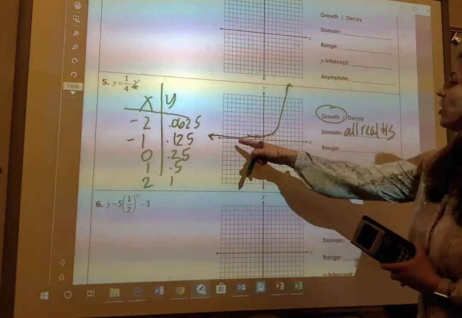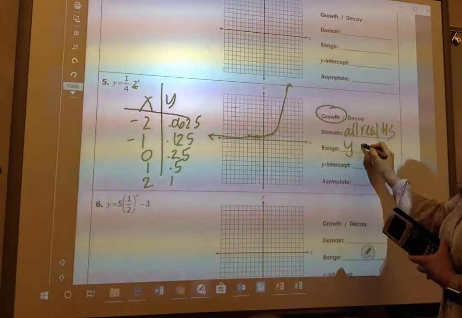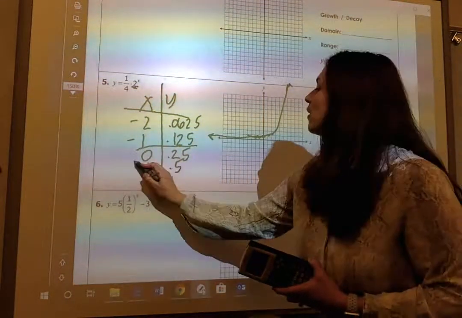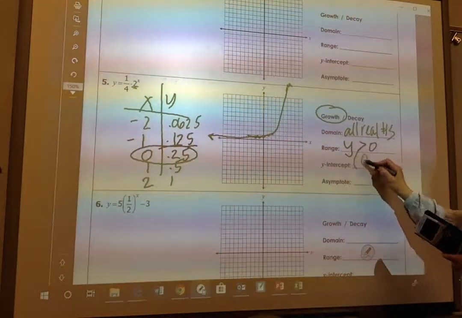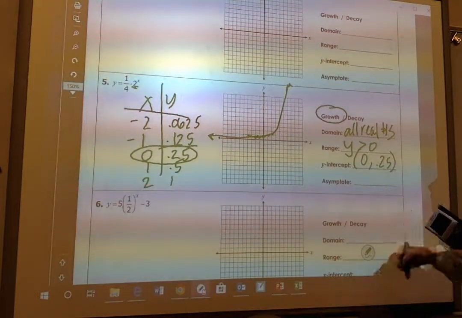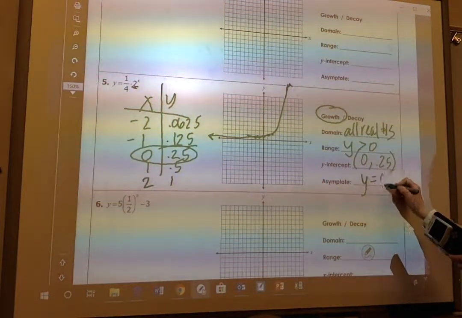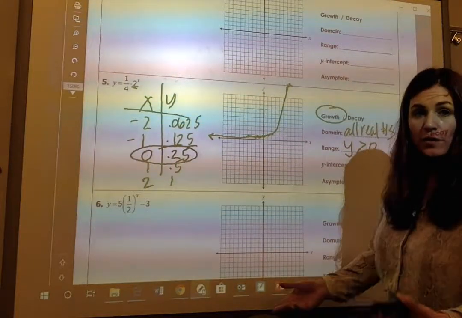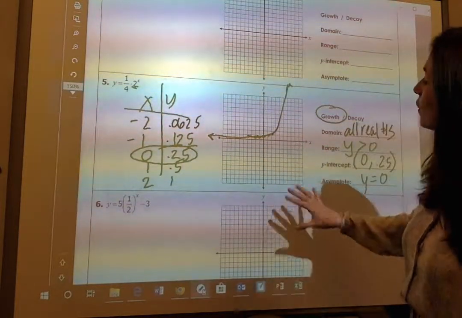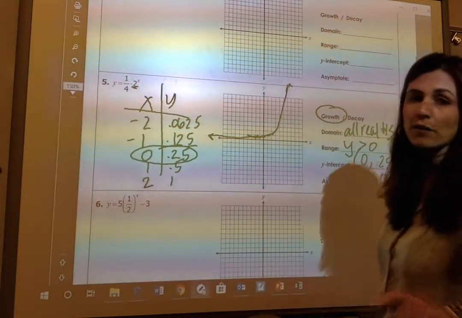My range is going to be y is greater than 0. My y-intercept is located at 0.25. And my asymptote is going to be y equals 0. So that should give you a few examples of the definition and what that graph looks like. If you have questions, come and see me.